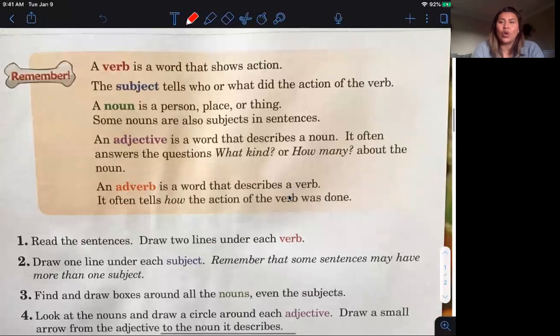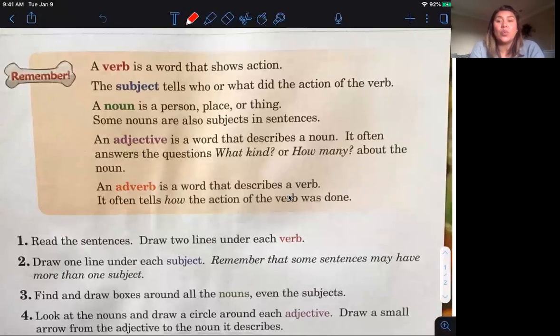A verb is a word that shows action. Good. And the subject tells who or what did the action of the verb in the sentence. A noun is a person, place, or a thing. You know our noun wrap, so I know you know that really well. Some nouns are also subjects in the sentences.